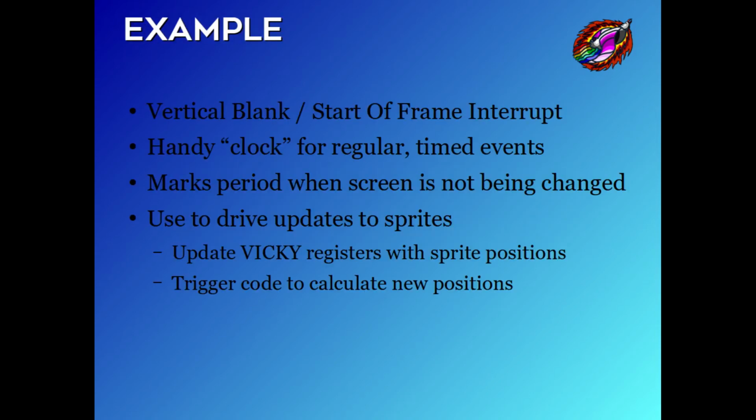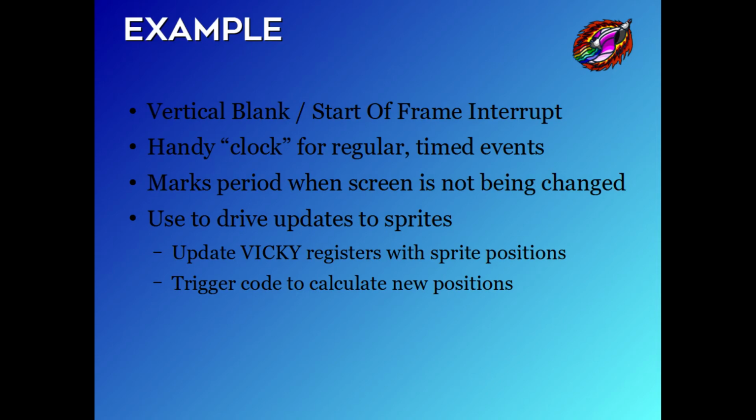Okay, so what's our example going to be today? We want to update the code for animating the spaceship so that, first of all, it animates smoothly, but also so that the animation is independent of the clock speed of the processor and how fast the update code works. There are a couple of different ways we could handle that, but one really convenient way is what's called the vertical blank or start of frame interrupt.